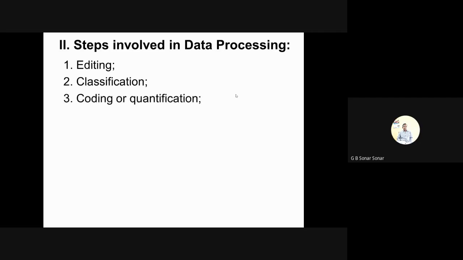And the third step in data processing is coding or quantification. So coding is nothing but giving numerical values or some other values. Converting the qualitative answers into quantitative form, in the form of numbers and alphabets, is nothing but quantification. So this is also one of the important sub-steps of data processing.